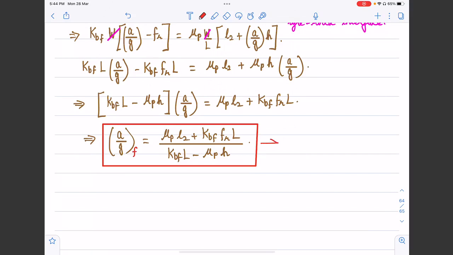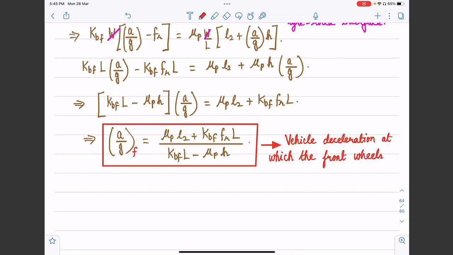So what does this indicate physically? It indicates the vehicle deceleration at which the front wheels tend to lock up. If the vehicle deceleration increases any further, the front wheels would surely lock, right? So this is the limiting deceleration at which the front wheels would tend to lock up. That is the expression for A by G subscript F.